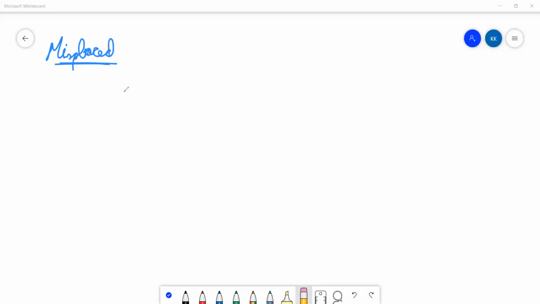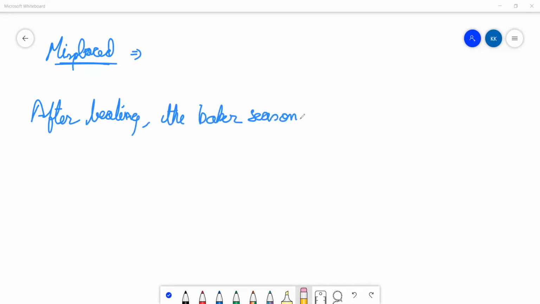Next we have something called the misplaced modifier. What happens with a misplaced modifier is basically, here is the exact definition, that the wrong action is received by the wrong subject. So look at this sentence here. After beating, comma, the baker seasoned the dough. Okay, this is what is given.